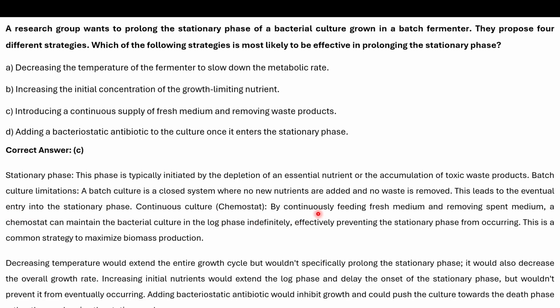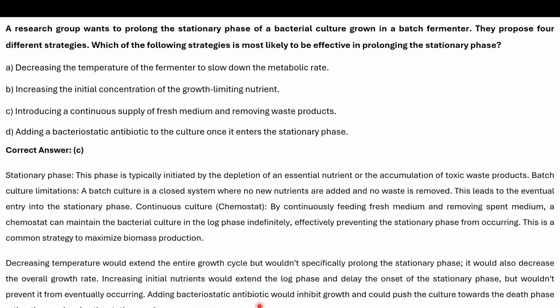Now, in a continuous culture, by continuously feeding fresh medium and removing the spent medium, a chemostat can maintain the bacterial culture in the log phase indefinitely, effectively preventing the stationary phase from occurring. This is a common strategy to maximize biomass production. Decreasing the temperature would extend the entire growth cycle but wouldn't specifically prolong the stationary phase. It would also decrease the overall growth rate because bacterial cells need an optimum temperature to continuously divide. And increasing the initial amount of nutrients would extend the log phase and delay the onset of the stationary phase but wouldn't prevent it from eventually occurring.